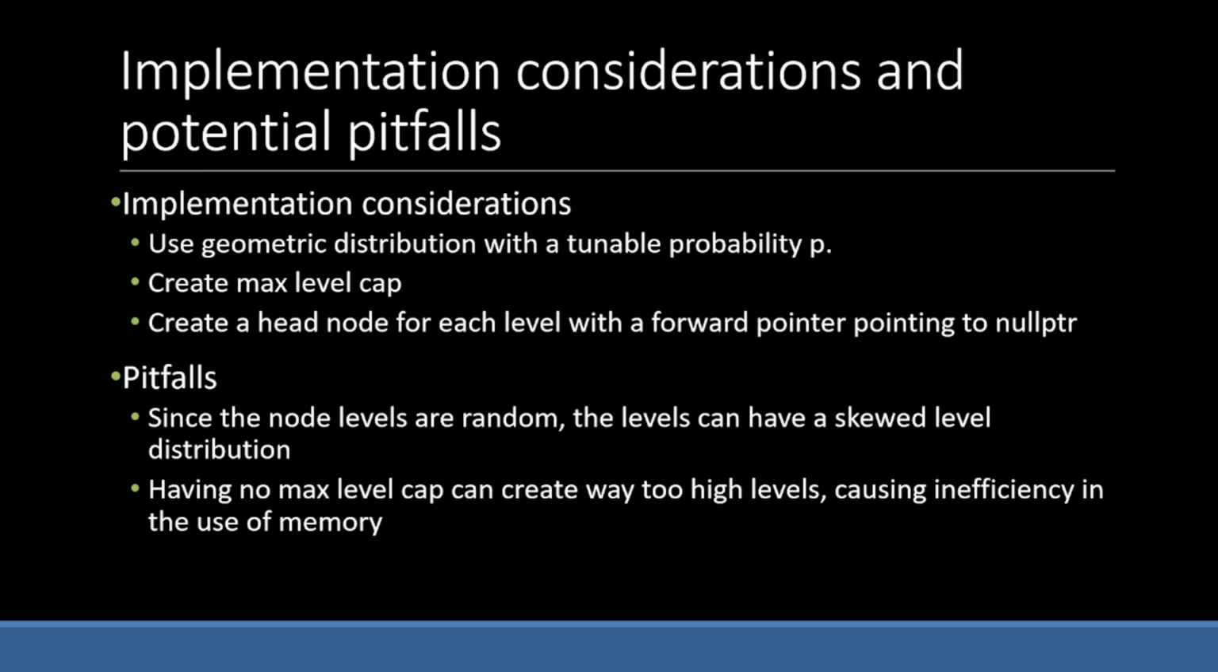Some of the pitfalls of skip list are that, since the node levels are random, the levels can have a skewed distribution, which means that a level can have nodes from the very beginning, but the end could be very empty, which causes inefficient operations. And as I talked about earlier, having no max level cap can create a way too high level, causing inefficiency in the use of memory.